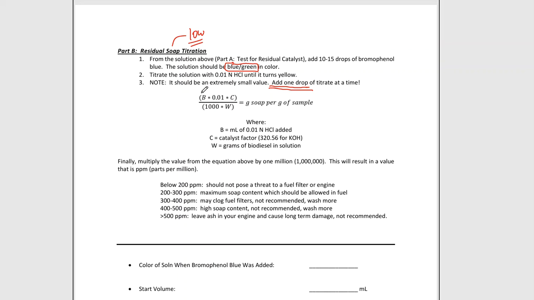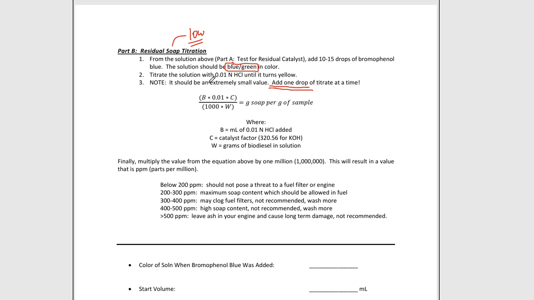Do 1 drop at a time, because that will allow you to get this color change that you're after a little bit better. This yellow color, it will be immediate. You will see it. There's no lag time, but at least go slow with the drops and do 1 drop at a time to get the best results.